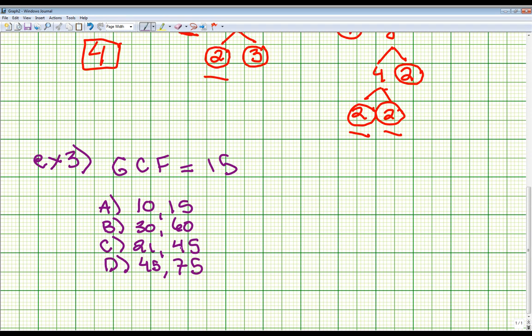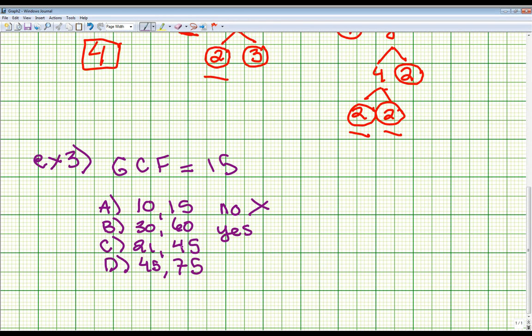So let's take a look at our choices here. 10 and 15. Well, if we think about it, 15 is a factor of 15, but 15 is not a factor of 10 because it's not lower than 10. So we know that this one is not it. If we look at B, 15 can go into 60, and 15 can also go into 30. So 15 is a factor of 30 and 60. Not sure if it's the greatest common factor, but we're going to continue on.